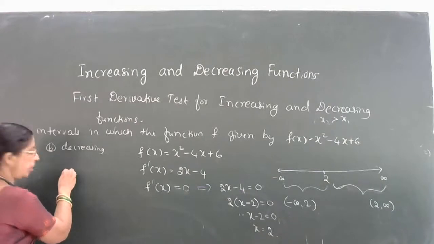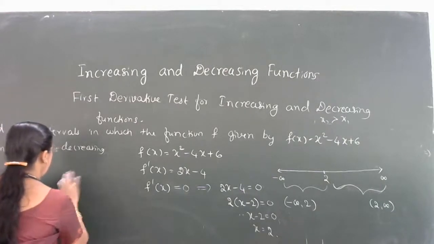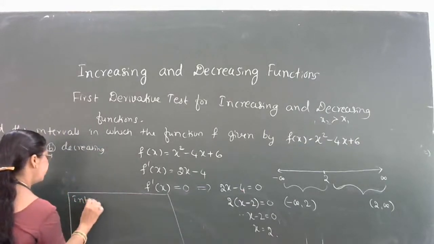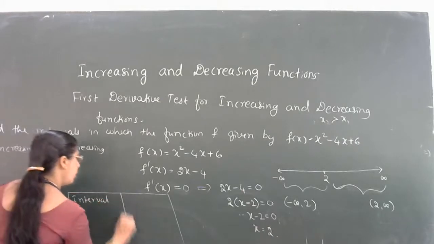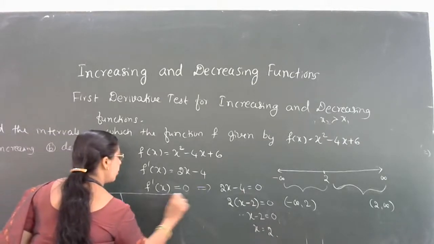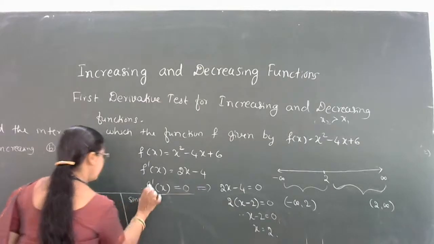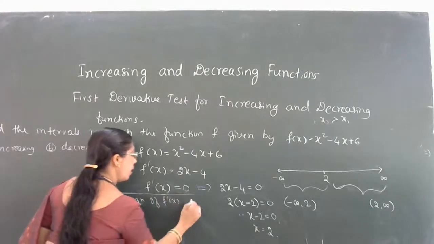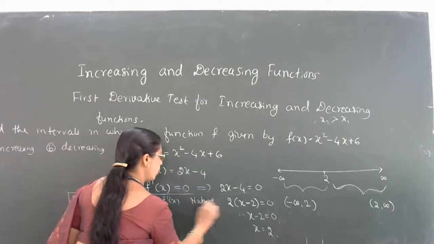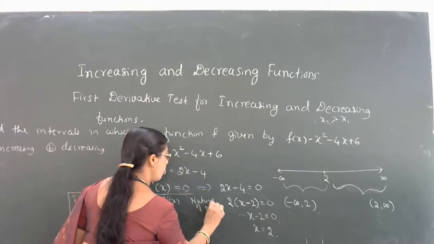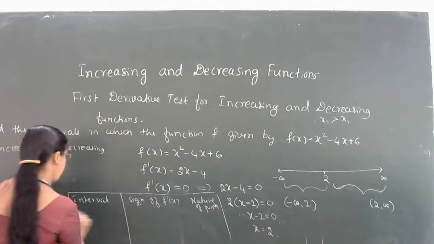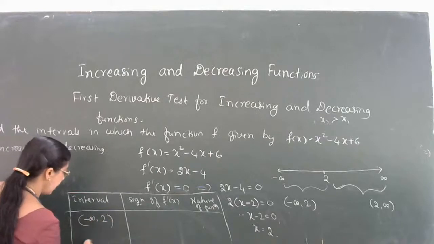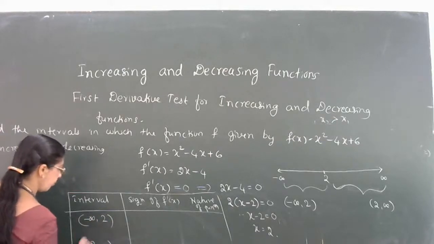I will write here: interval, sign of f dash x, and nature of function. Here, the first interval is minus infinity to 2. The second interval is 2 to infinity.